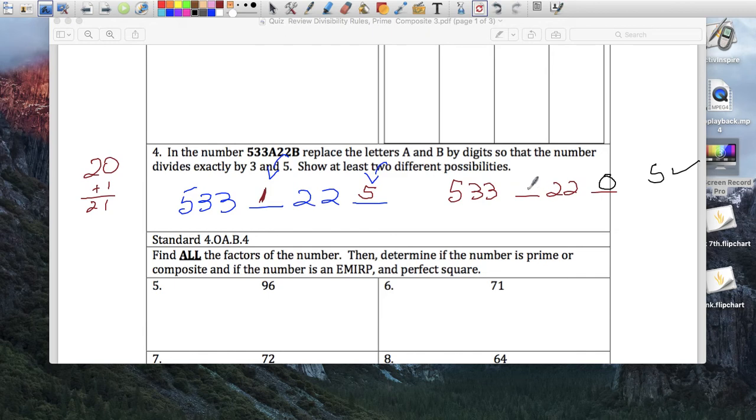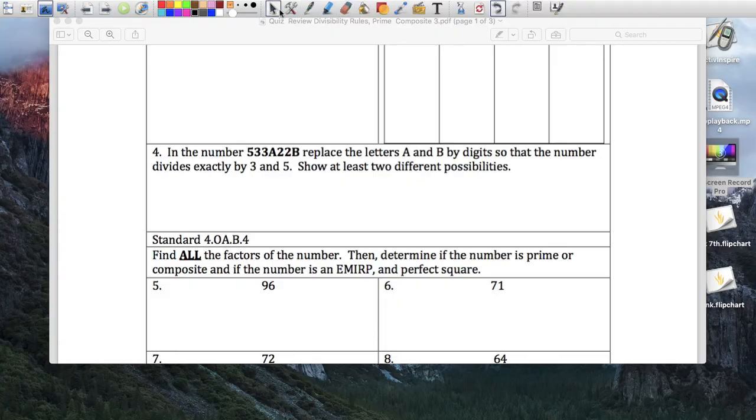Or if you wanted to add a 3, that gives you 18, and that's divisible by 3. You could add 6, that's going to give you 21. So let's just make it simple. You don't have to complicate things. Let's make a 0 here. So if I make that a 0, 5 plus 3 is 8, plus 3 is 11, plus 0 is 11, 11 plus 2 is 13, plus 2 is 15. So this whole thing adds up to 15. Is that divisible by 3? Yes, it is. So my second number is 5,330,220. Okay, and there's your 2 different possibilities. You definitely could have had more, but those 2 are enough.